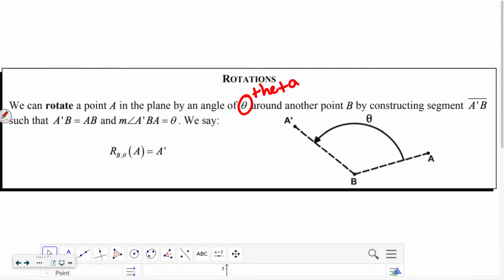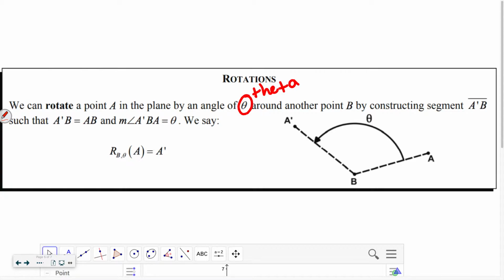by constructing segment A prime B such that the length of AB is equal to the length of A prime B. Okay, notice this does not have a segment over it because this is indicating that the measures are equal. When you don't have the bar over it, it's just indicating the measures are equal. Okay, and the measure of angle A prime BA is equal to theta.